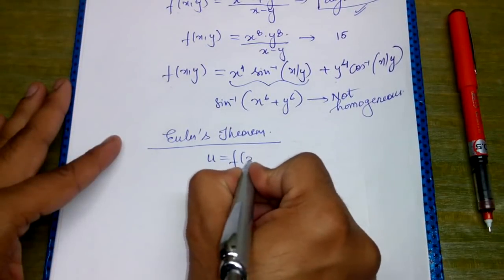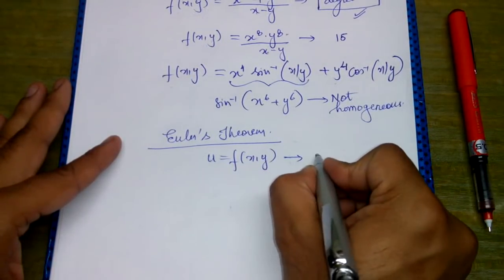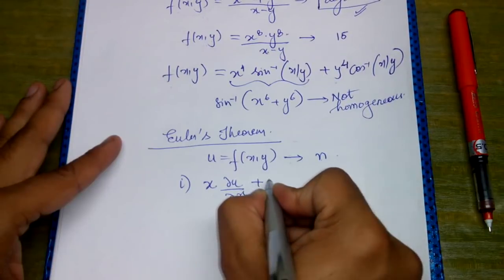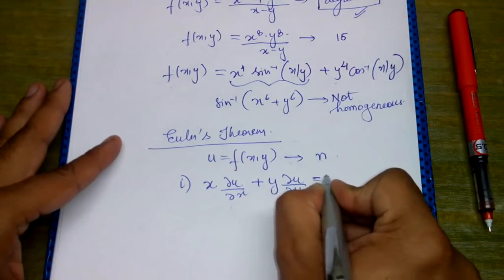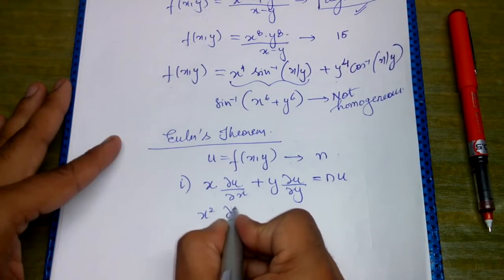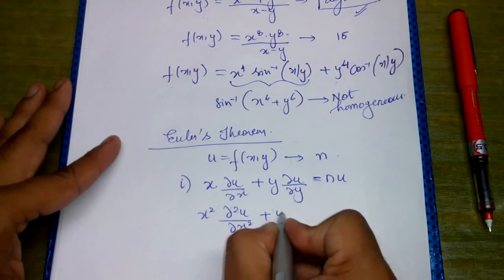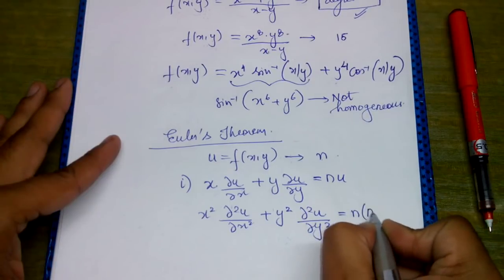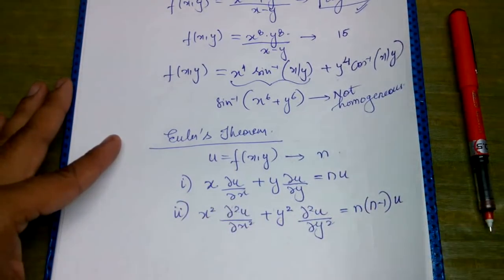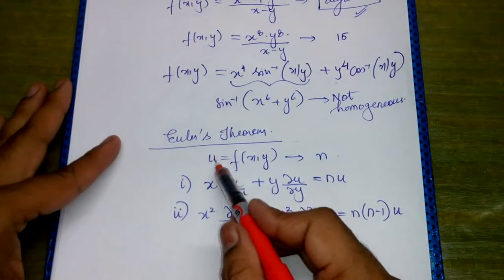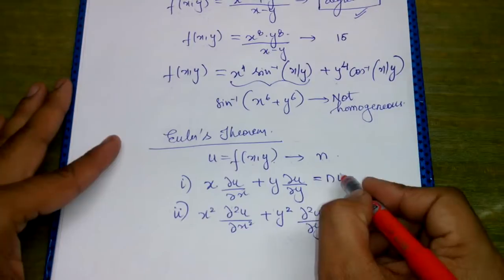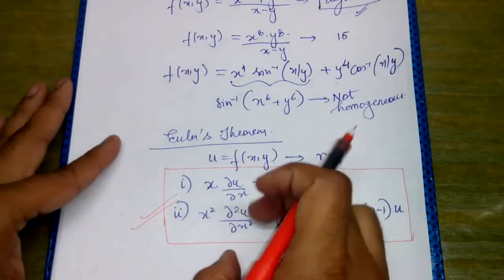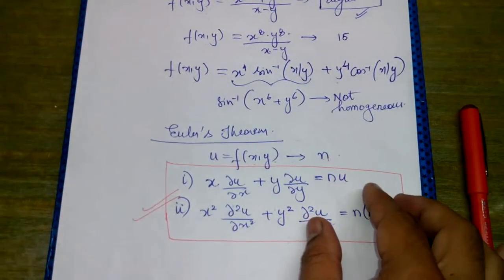So if u is a function of x, y, and this is a homogeneous function of degree n, then first, x ∂u/∂x + y ∂u/∂y = nu, and x² ∂²u/∂x² + y² ∂²u/∂y² = n(n − 1)u. This is the second important point. So Euler's theorem states that if u is a function of x and y and it is a homogeneous function of degree n, then these 2 points follow. Please remember these 2 conditions for a function to satisfy Euler's theorem.